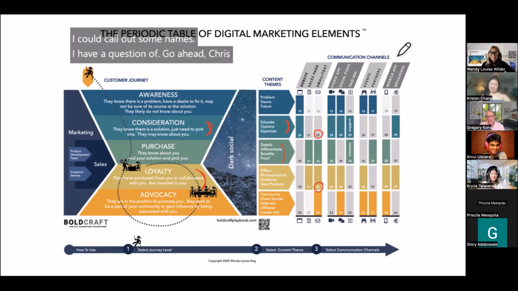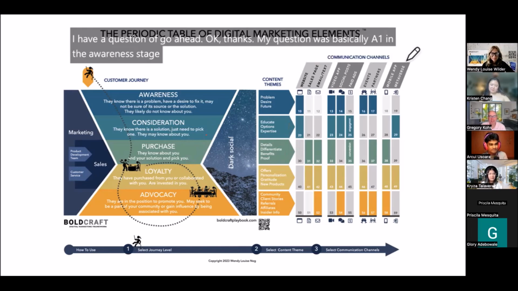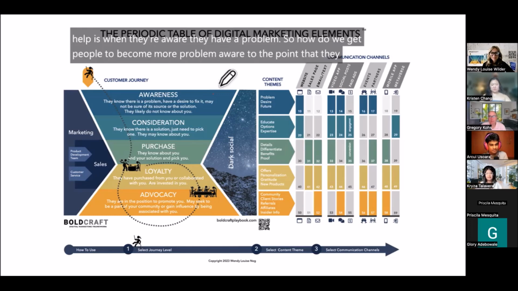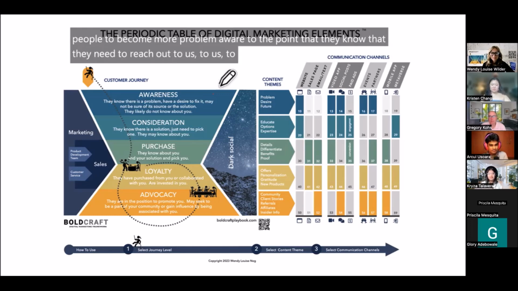Oh, okay. Thanks, Gregory. My question was basically, when the awareness stage comes about, the only way people can kind of get help is when they're aware they have a problem. So how do we get people to become more problem aware to the point that they know that they need to reach out to us to help them?